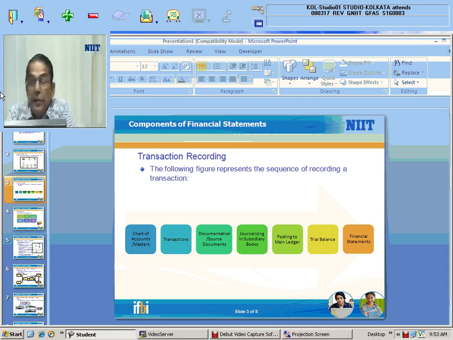Then transactions take place, they happen. Documentation is made for the transaction, or source documents are created. Then journalizing is done in subsidiary books. Then posting is made to the main ledger, the general ledger. Then the trial balance is cast, and ultimately financial statements are prepared at the time of reporting or preparing the annual reports. So this is basically the sequence of recording a transaction.